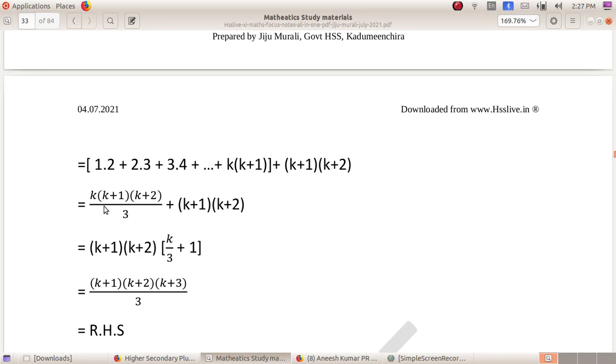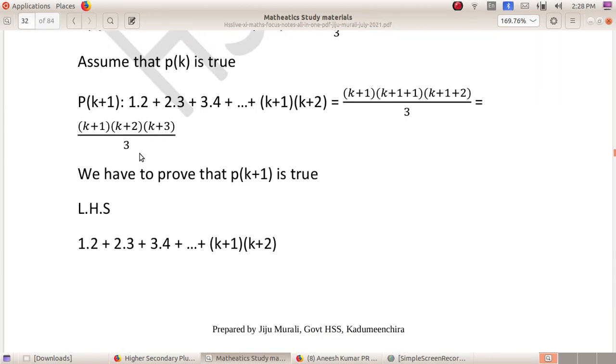Then (k+1)(k+2)(k/3 + 1), that is by cross multiplication. You substitute here 1 by 1, then make the cross multiplication. After simplification you will get (k+1)(k+2)(k+3)/3. Okay, that is the RHS here. So therefore P(k+1) is true. P(n) is true for n equal to k+1.